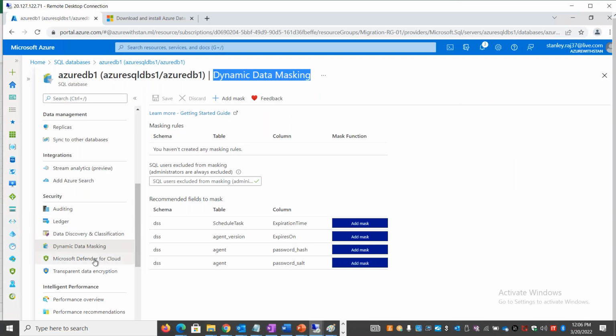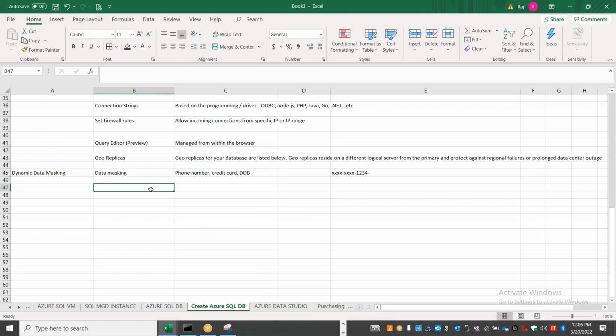And the next option is the antivirus. Microsoft Defender for Cloud is now available for databases. That is another important thing. You can also enable antivirus for databases.